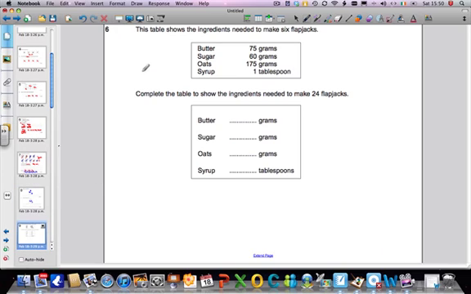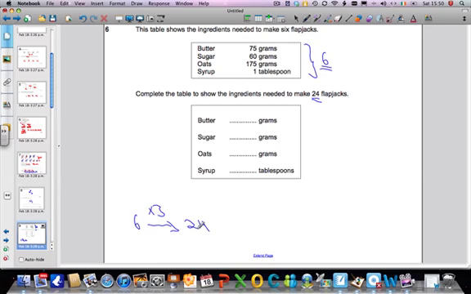Moving swiftly on. Question 6. We're given a proportion question, and we're told that these are the ingredients to make 6 flapjacks. So all of this is a recipe for 6. And we're asked to complete the table to show the ingredients needed to make 24. So we need to know what is the relationship between 6 and 24.